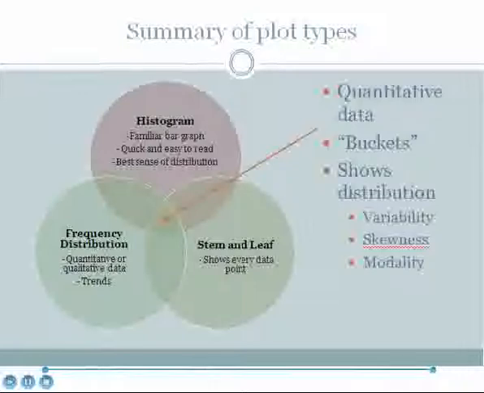This concludes our module on histograms, frequency distributions, and stem and leaf plots. Happy plotting.